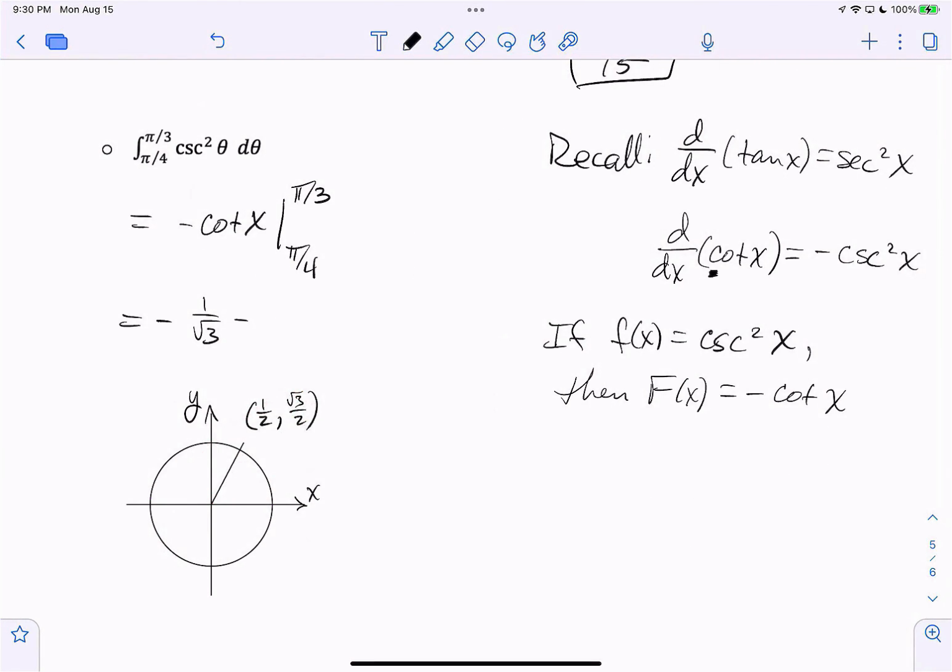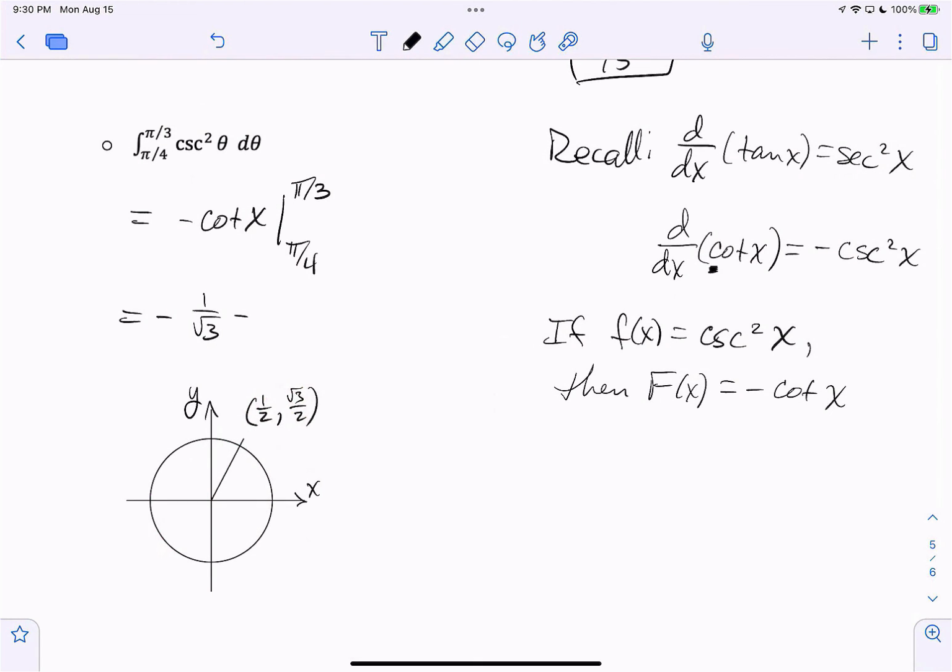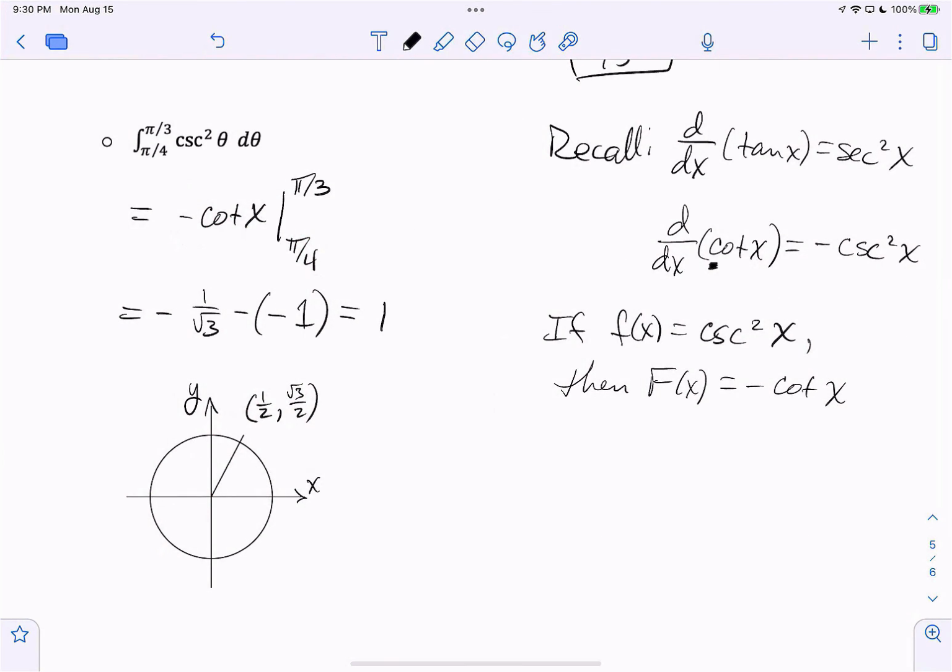Minus, because of the fundamental theorem of calculus, a negative because we have negative cotangent of x. And the cotangent of pi over 4, that one I do know, it's going to be 1. I'll rewrite this as 1 minus 1 over the square root of 3 and be done with it.